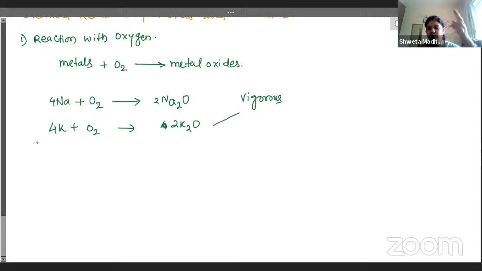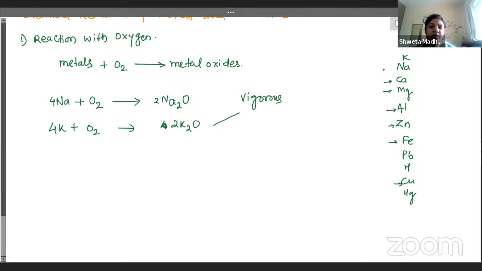In the reactivity series: potassium, sodium, then calcium, then magnesium, then aluminium, zinc. So whatever reactions of metals and non-metals we are seeing right now, we have to study them according to their chemical reactivity. Potassium, sodium, calcium, magnesium, aluminium, zinc, iron, lead, hydrogen, copper, and below that mercury. So we are studying copper, iron, zinc, aluminium, magnesium, calcium, sodium, and potassium. The reactivity series is formed according to the reactions we are seeing.